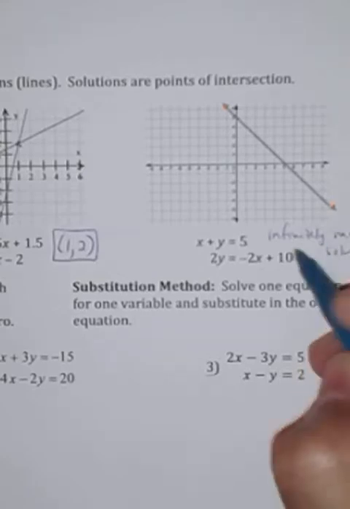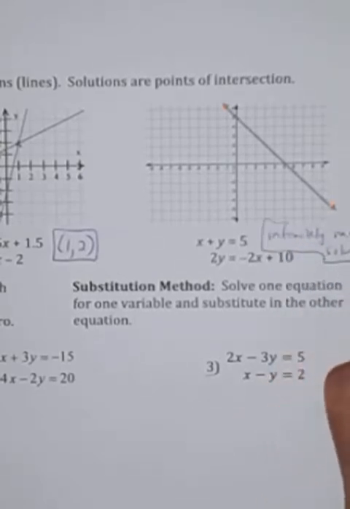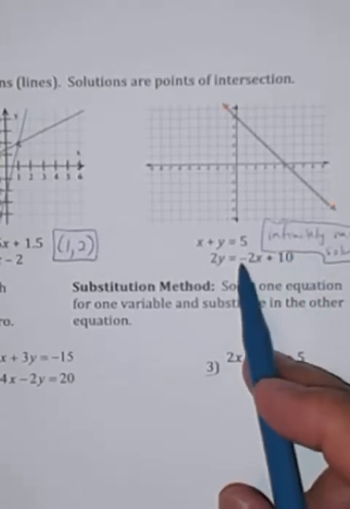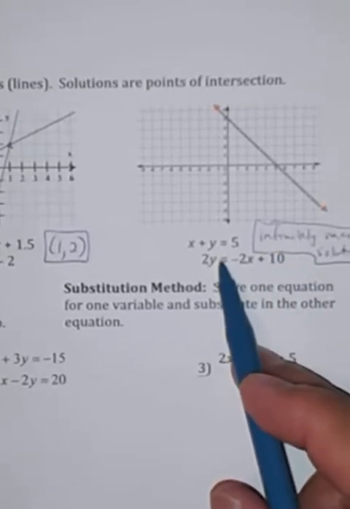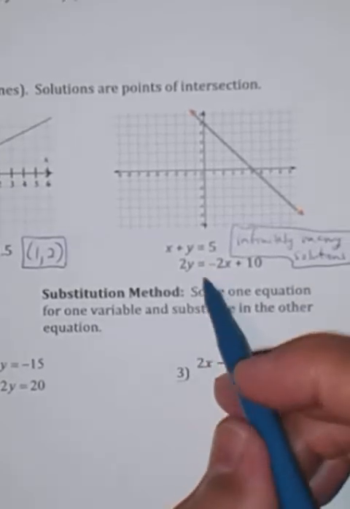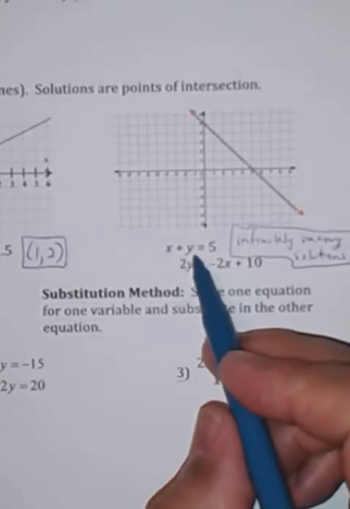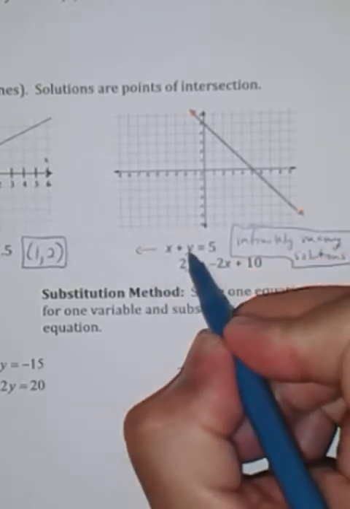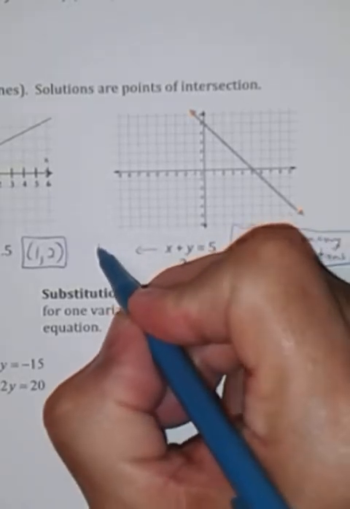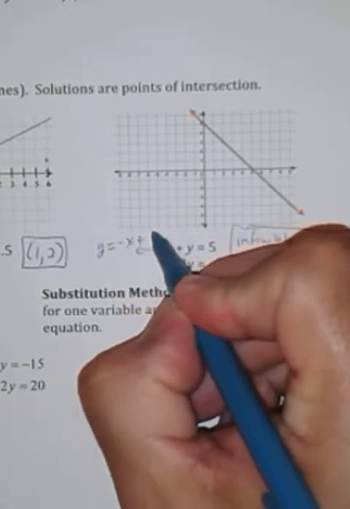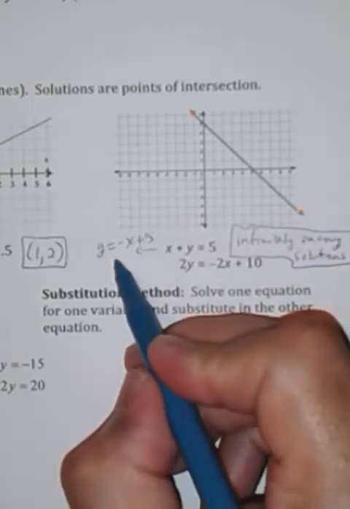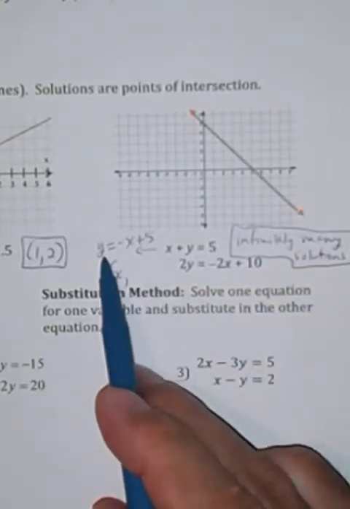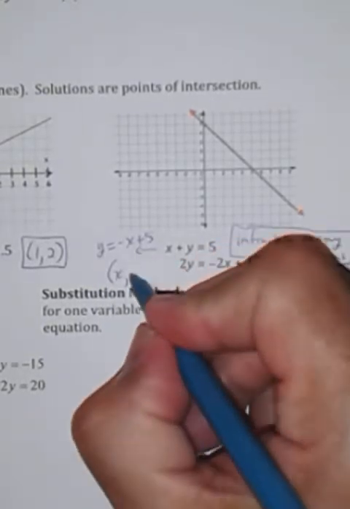Now, there's a way of writing this. We don't have to use it, but your book might have it, and it's called parametrized. What that means is that they write one variable in terms of the other. How do they do that? You take one of your equations and solve for y. Let's take the first one. This would be y equals negative x plus 5. And then you write your solutions this way: x, comma, and then instead of writing y, you write negative x plus 5.